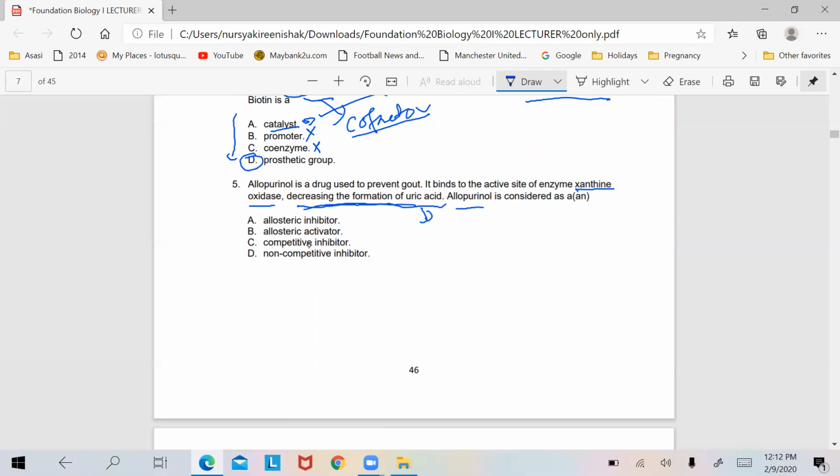So obviously, the answer activator is not the correct answer, so eliminate this choice. Which one is it: allosteric inhibitor, competitive inhibitor, or non-competitive inhibitor? What is another clue in this question? It binds to the active site of the enzyme. That makes allopurinol a competitive inhibitor. It competes to bind to the active site of the enzyme.